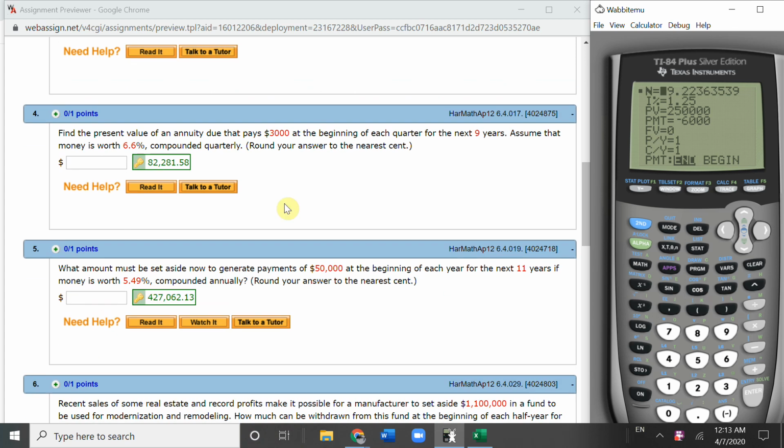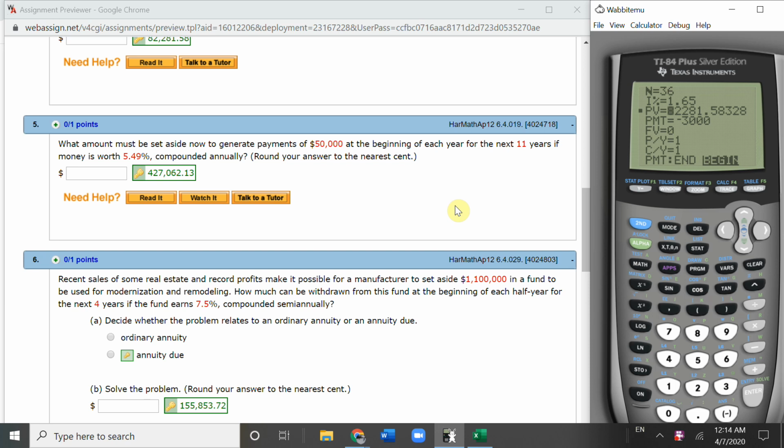Now let's go to number 4. Keyword compounded quarterly. So N, 9 years, needs times 4. The percent is 6.6 divided by 4. And it's at the beginning of each quarter. We need to go down to this. The payment is beginning, so enter, then go back to the present value. So reset to 0, cover the 0, alpha, enter. Then we get this answer.